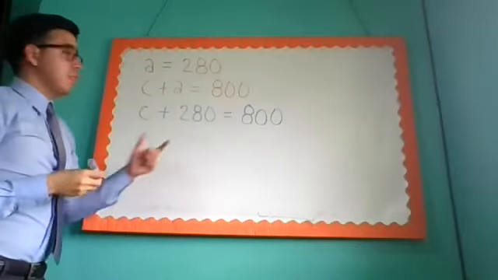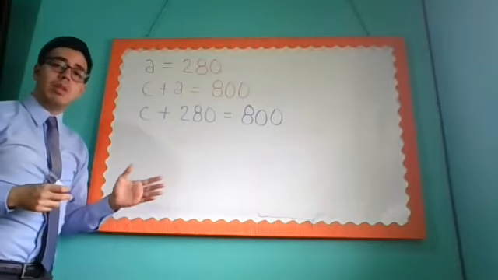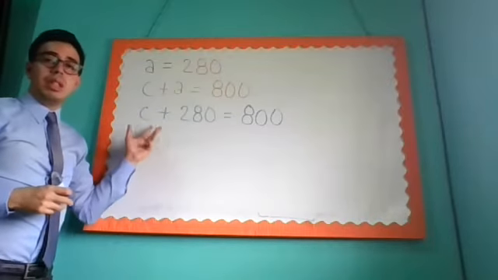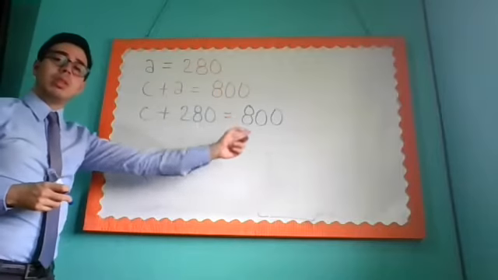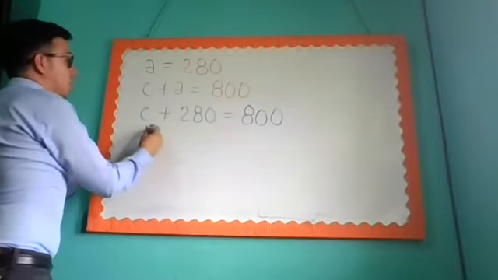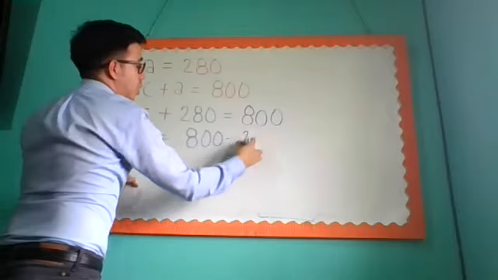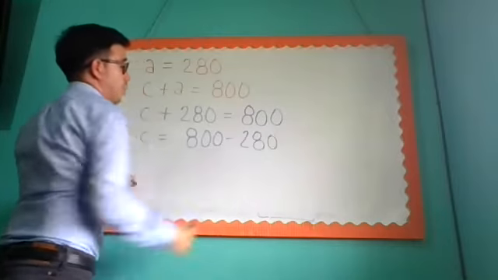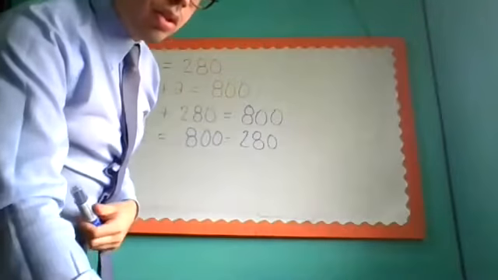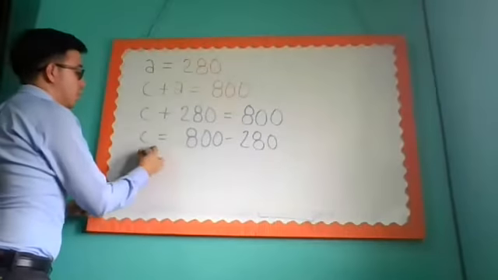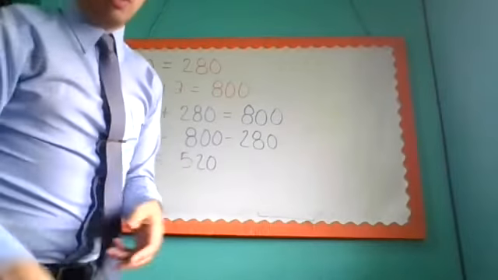And what are you going to do if you have this number that is in addition? You want to find C, so you want C to be alone. When you need to isolate the variable, you want this to be alone. So you can pass this number that is in addition to the other side to subtract. And you have that C is equal 800 minus 280, okay? And this is the result. You only subtract this and you obtain 520. C is 520.